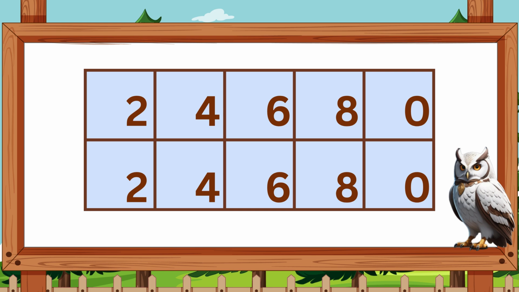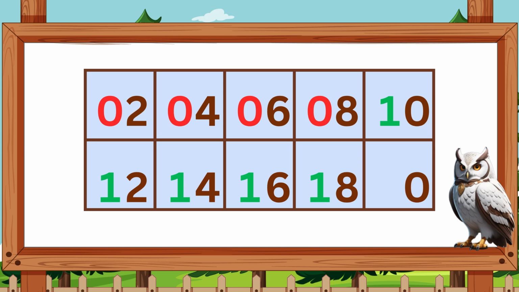Now, let's add the tens digits. In the first row, write a 0 in front of the numbers 2, 4, 6, and 8. Then, write a 1 in front of the 0. In the second row, write a 1 in front of each number except the 0. For the 0, write a 2 in front. Our grid is all set. Now, we can see the full 2 times table laid out right in front of us.